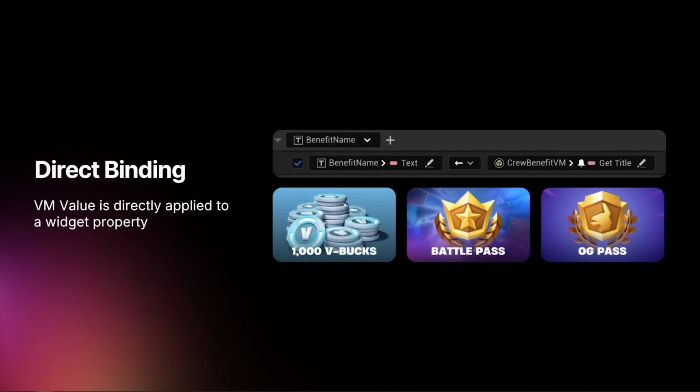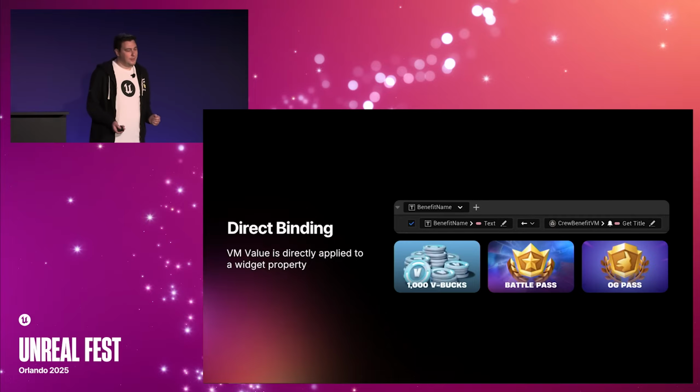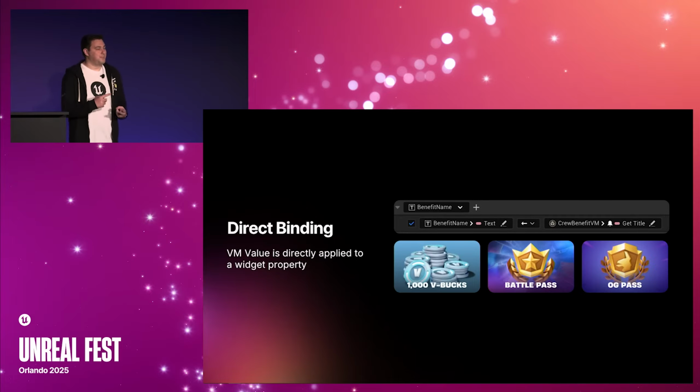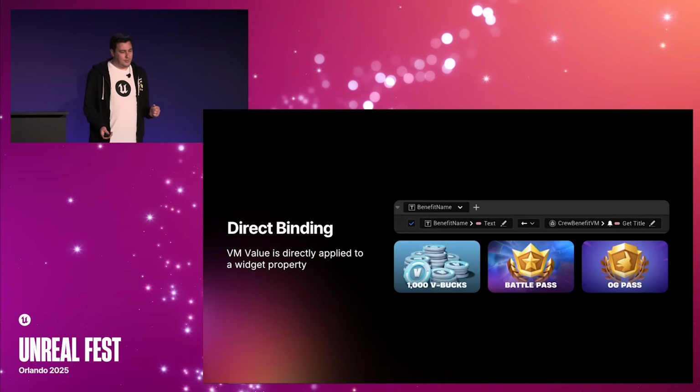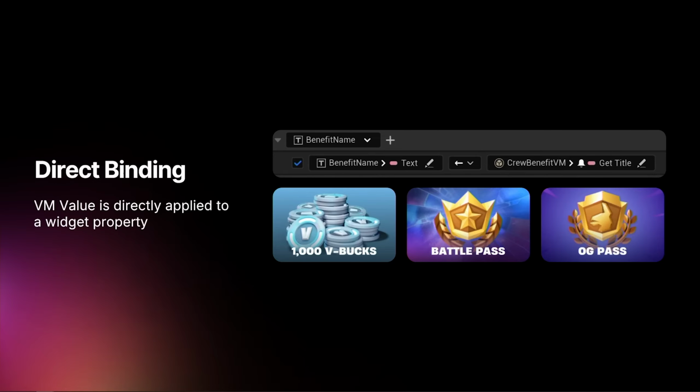Here's an example of a very simple binding. So in this direct binding, we're setting the benefit name's text value to the crew benefit VM's get title string. You can see the result on the tiles. It sets the benefit's name to either 1,000 V-Bucks, Battle Pass, or OG Pass. Each one of these benefits has their own benefit VM with information about that benefit, with title just being one of those. Looking at these tiles, you can probably tell the benefit icon is another one of those variables in that VM.